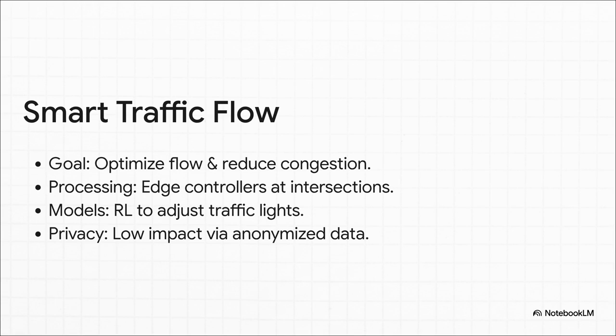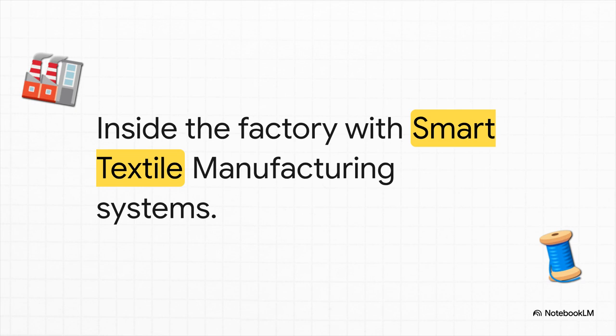And there's a really brilliant architectural choice here. Because this system relies on anonymized public transit and vehicle count data, it carries a very low GDPR privacy impact while delivering massive public value. It's a win-win.